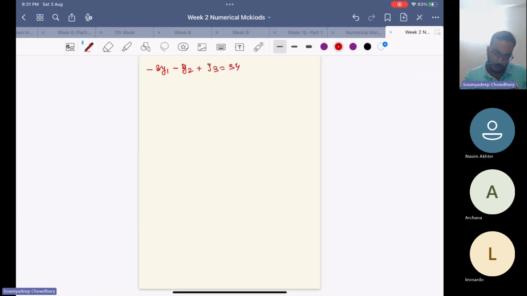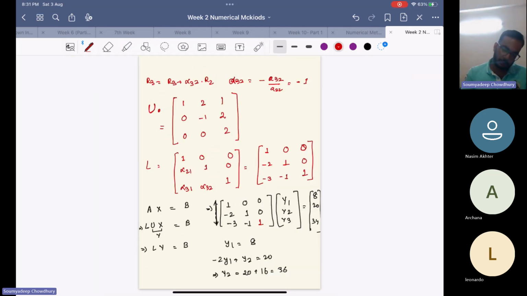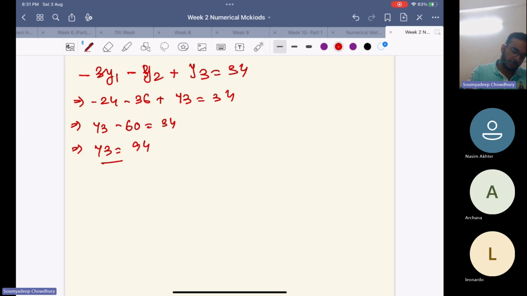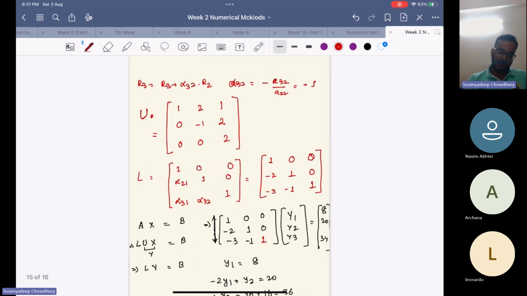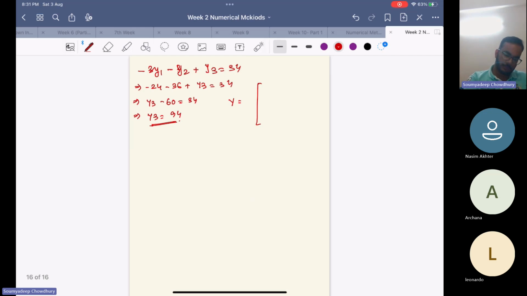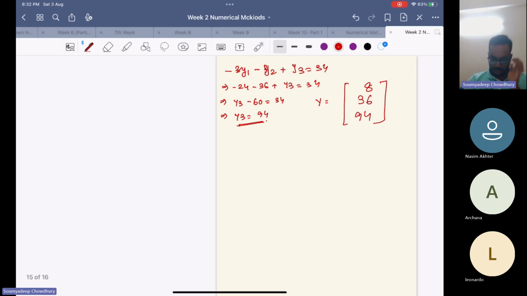Am I writing it correctly? Minus 3Y1 minus Y2 plus Y3 equals 34, and Y1, Y2 are 8 and 36. Minus 24 minus 36, Y3 minus 60, 34. I'm not sure of the calculations I'm doing. So Y matrix we have got, right? What is Y? 8, 36 and 94. Just check the calculations once. Is it fine? Just check it once again.